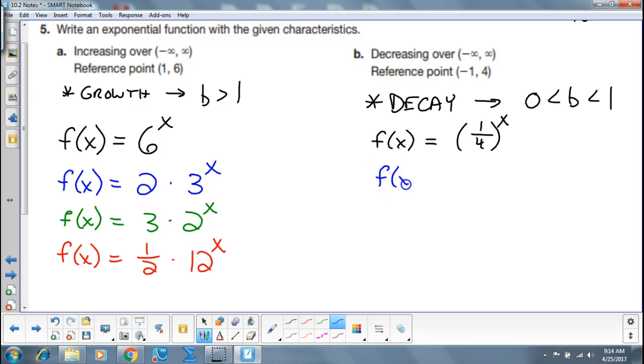Oh, can I do the other way around? Can I go 8 times 1/2 to the x power? No, but you can go 2 times 1/2 to the x power. 8 times 1/2 to the x power would go through the point -1 comma 16. Oh, these ones kind of confuse me. Give me another one.